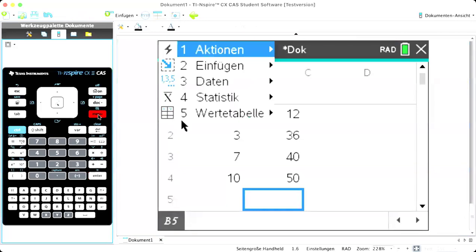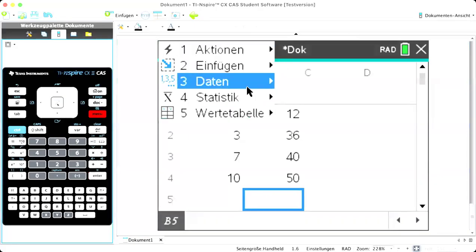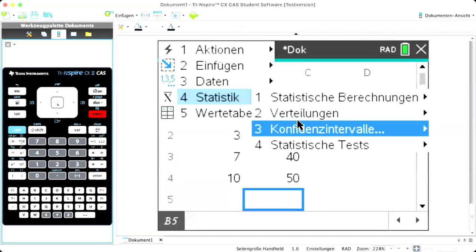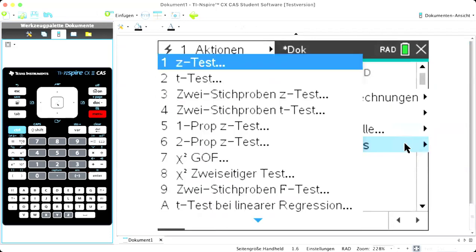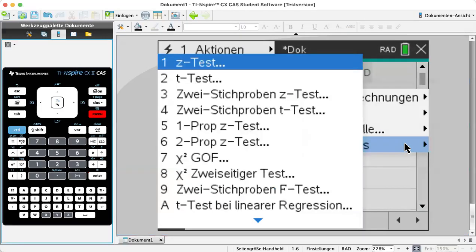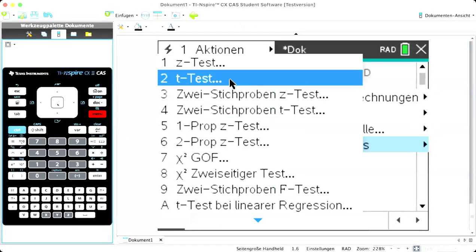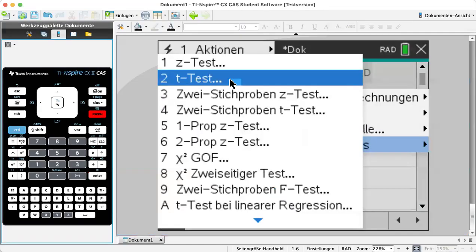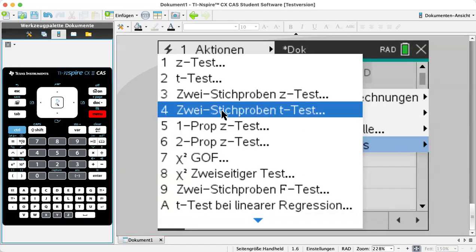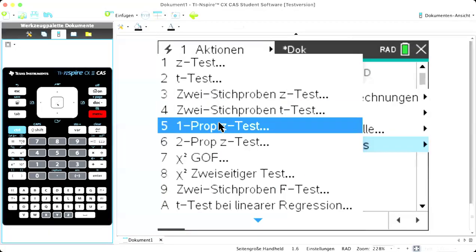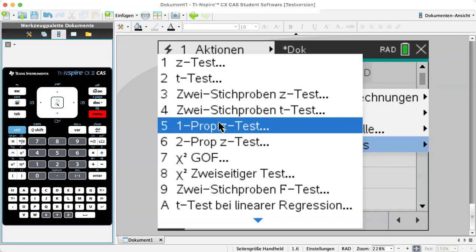And now, again, the menu button gives me the options for statistics. And then you probably will only need the third and fourth, the confidence intervals or the test statistics. And here you find all the tests you need. The t-test for 1 mean, the two-sample t-tests. You also have the proportions test.